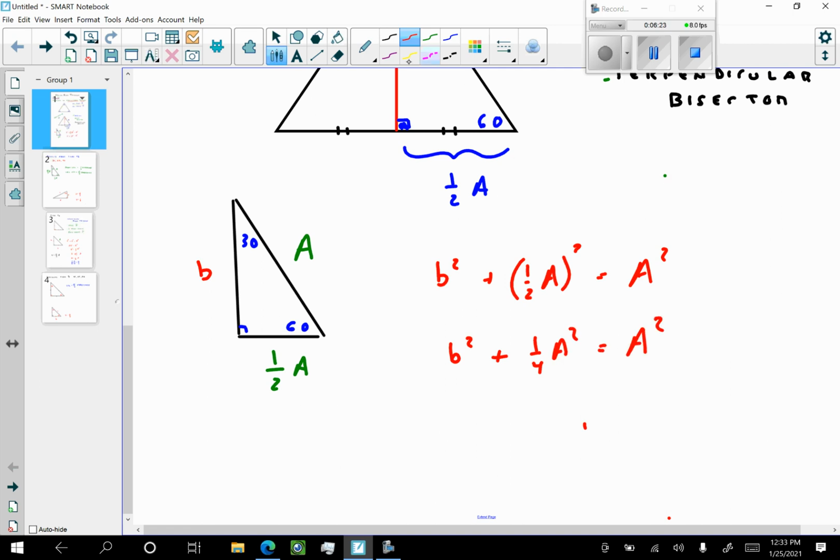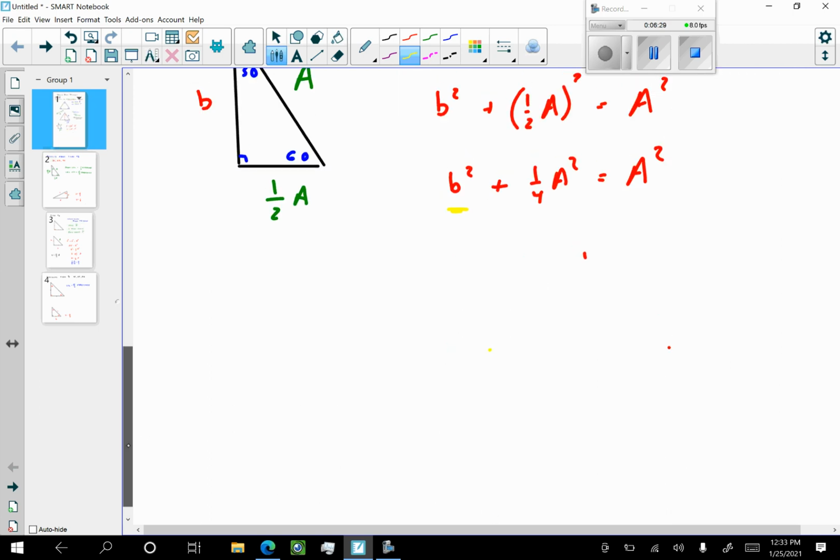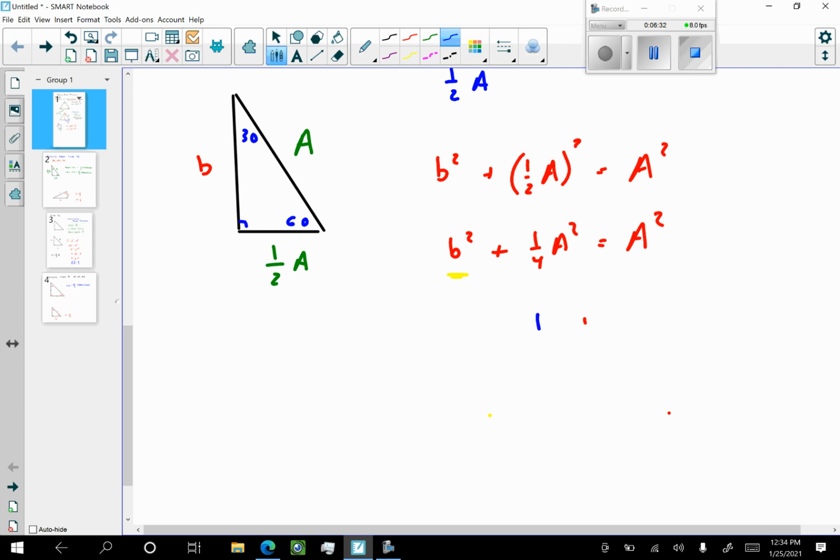I'm going to try to solve for B here. So what am I going to do? I'm going to subtract this 1/4 A squared. That tells me B squared is equal to A squared minus 1/4 A squared. Well, tell me, A squared minus 1/4 A squared is 3/4 A squared. And that's what B squared is equal to, 3/4 A squared.